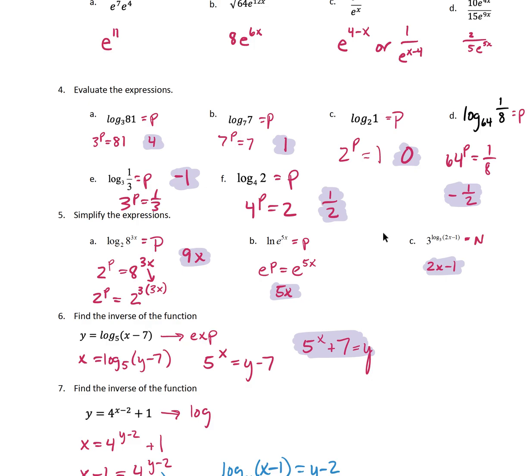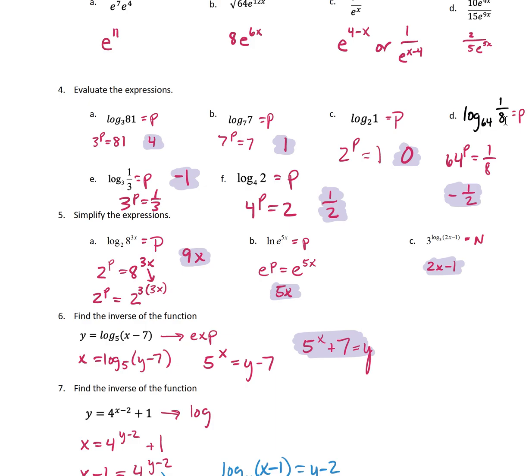You have to evaluate these expressions without a calculator. 81 is 3 to what power? 4. 7 is 7 to what power? 1. 1 is 2 to what power? 0, right? Logarithm of 1 is always 0. When the base and the argument match, it's always 1 because of that fact.